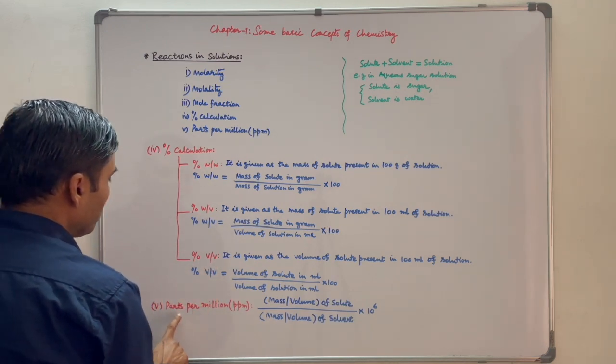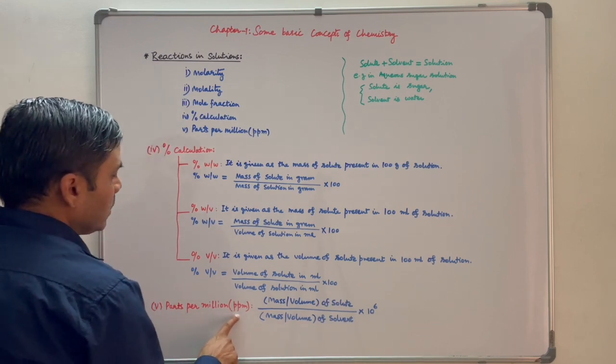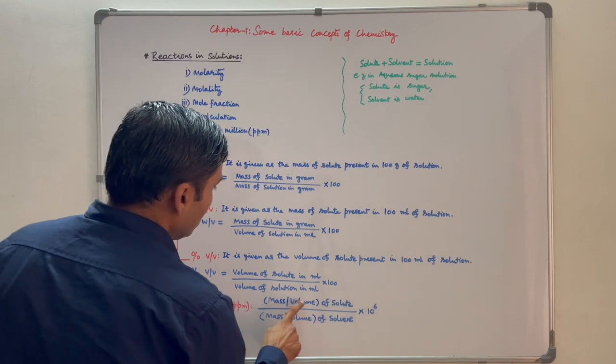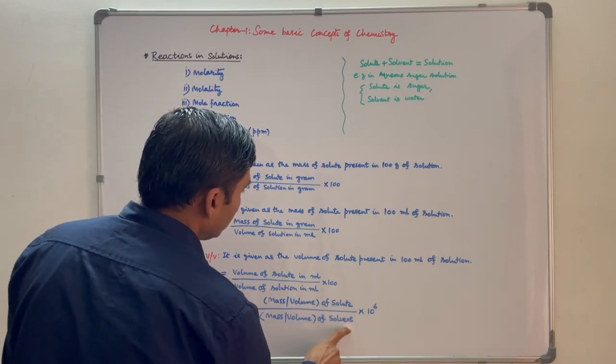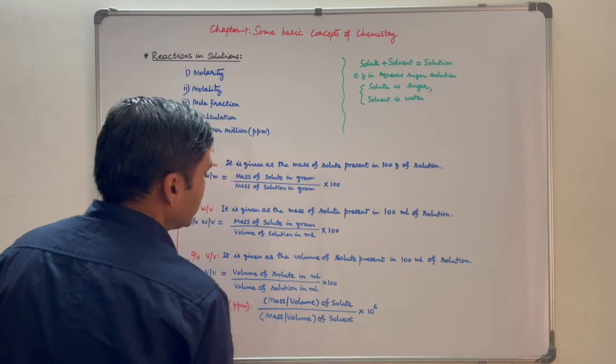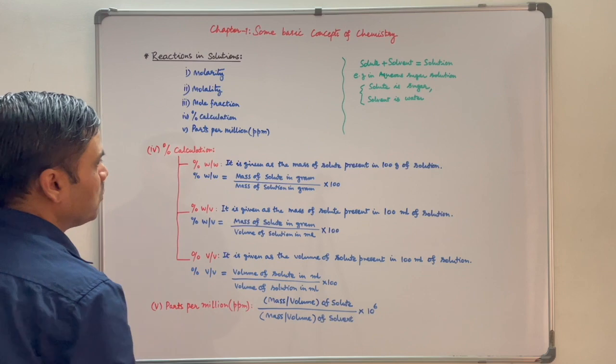Fifth one is parts per million, known as ppm. It is given by mass upon volume of solute upon mass upon volume of solvent multiplied by 10 to power 6. We will see some numericals based on these formulas.